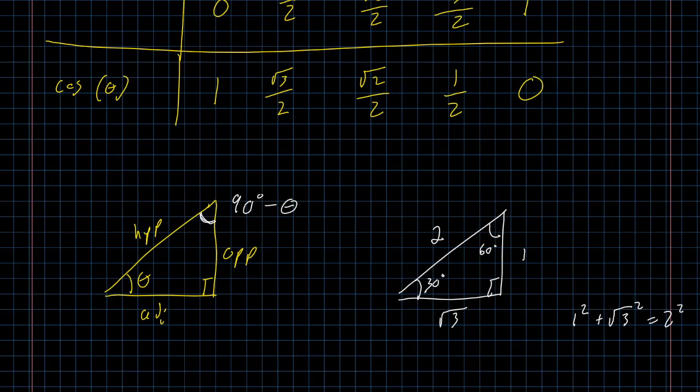So for sine of 30 degrees, you want to take the opposite side over the hypotenuse. For cosine of 30 degrees, you want to take the adjacent side over the hypotenuse.